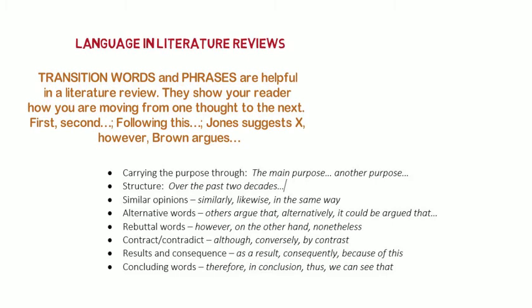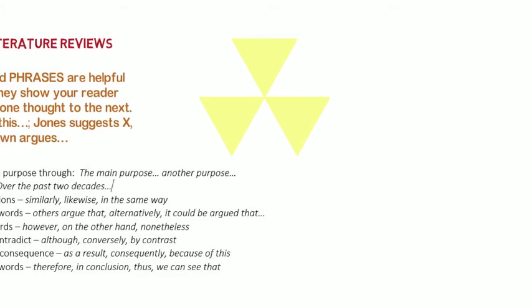Results and consequence: as a result, because of this. Concluding words: therefore, in conclusion, we can see that. So what I'm hoping that you can see from this is that these words help with the structure of your literature review. They help to shape how the reader moves through that literature review.